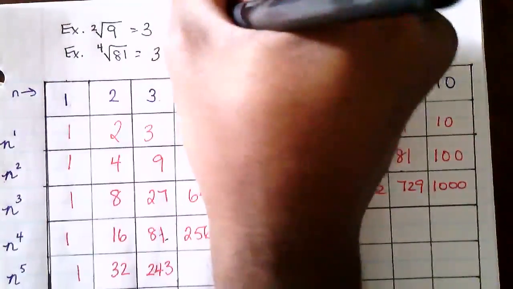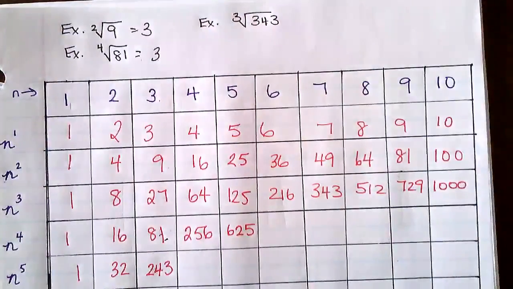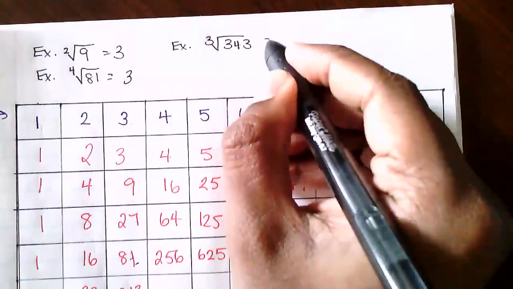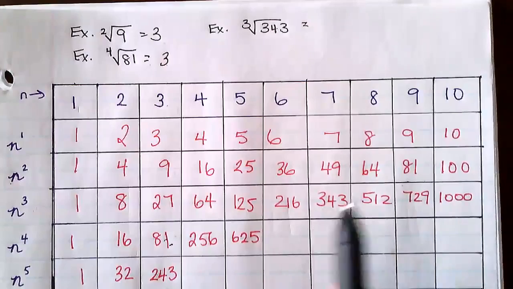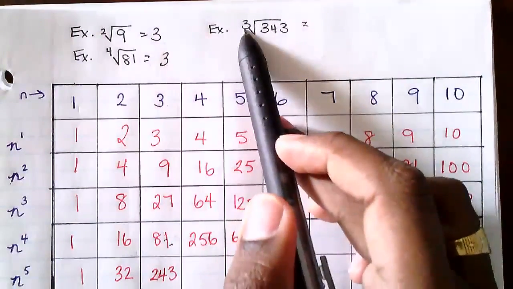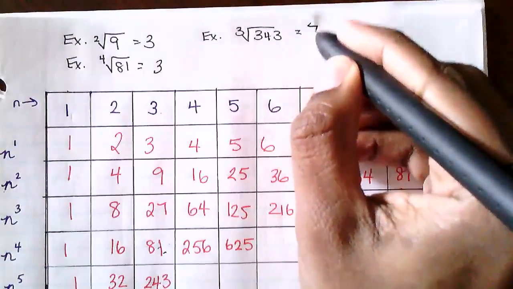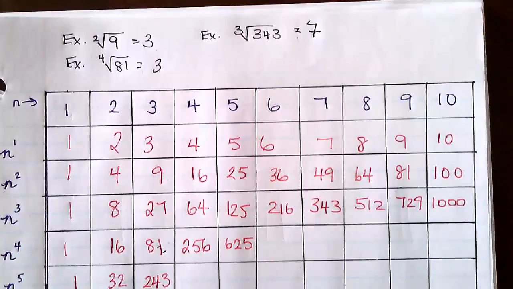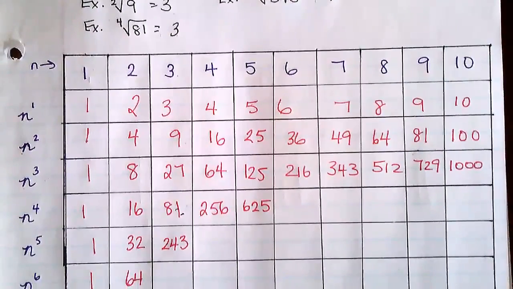Let's try another example. The cube root of 343. So I'm trying to find the cube root, because the index is 3, of 343. Again, look for 343 on your chart. I see it right here. This index of 3 tells me my exponent should be 3, which it is. So I know my n value is 7. So this is 7 because 7 to the power of 3, which is what this shows, will give me 343.